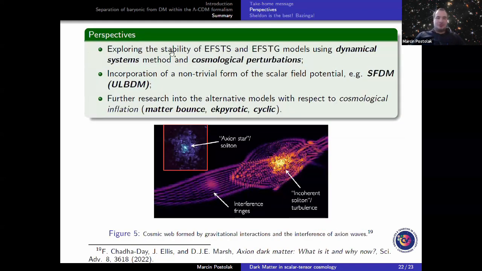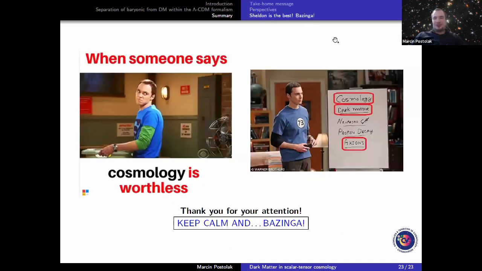Okay, and what are the perspectives? First of all, we should think about the analysis with the dynamical systems method and cosmological perturbations to see what is happening with the bounce or with the Big Bang in the case of the scalaron model. Of course, we should also think about the incorporation of a non-trivial, non-constant form of the scalar field potential. For example, the scalar field dark matter models, and here you can see one of the examples. It is called axionic dark matter, one of the approaches from the ultralight bosonic dark matter. And of course, we could also think in the future about models which are alternatives to cosmological inflation, for example, matter bounce, ekpyrotic universe, and the cyclic scenario. Of course, that's everything for today.